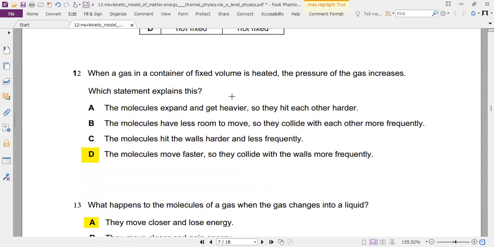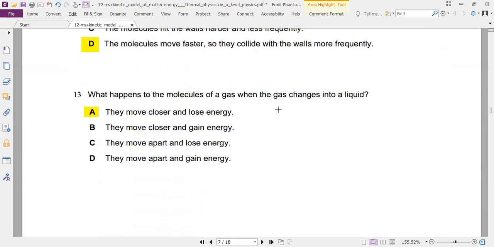Question number 12. Well, the pressure of the gas increases upon heating because the molecules move faster, and this movement makes them collide with the walls of the container more frequently. When a gas changes into liquid, the molecules come closer, become clustered, and by doing so, they lose energy.